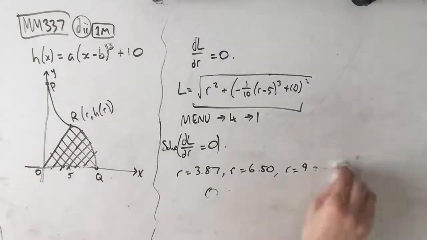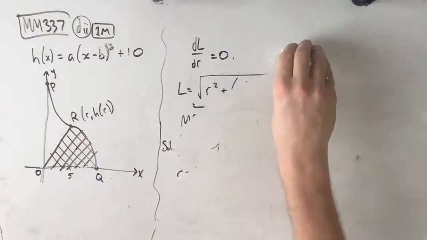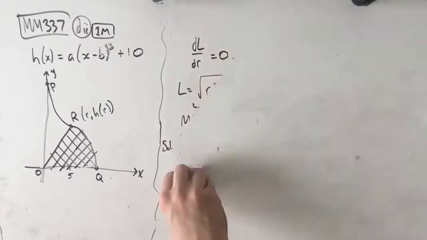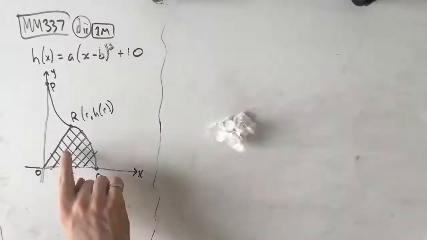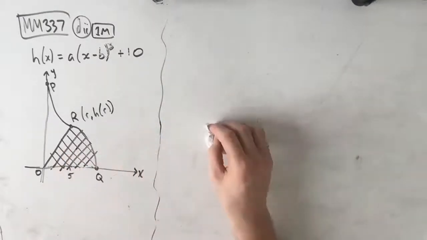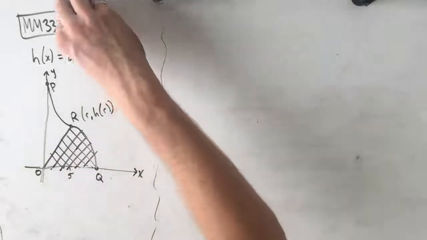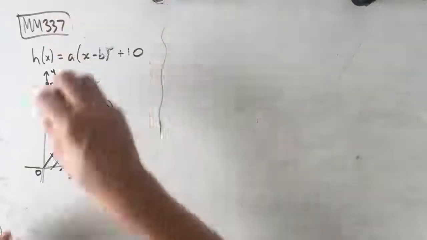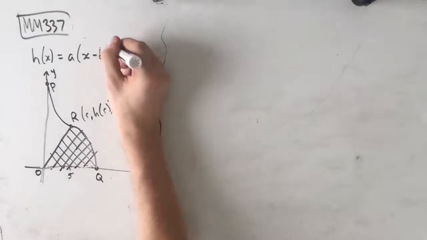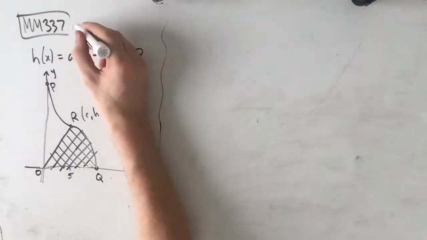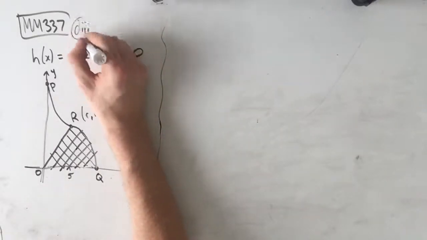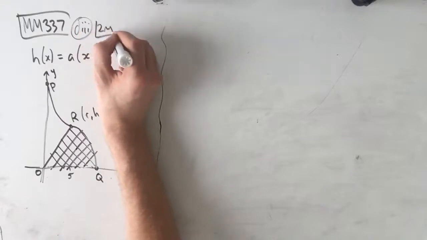Part D, ii says that the park decides to paint the shaded section above in red. So just this section here. Find the area of the section which will be painted red, correct to 2 decimal places. Awesome. Part D, ii. 2 marks.